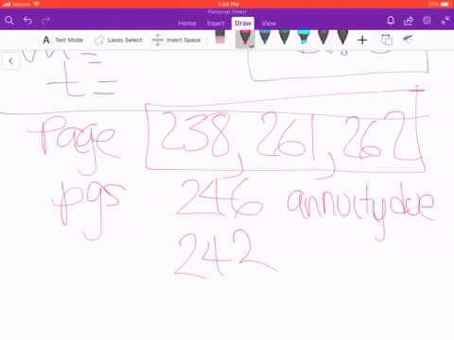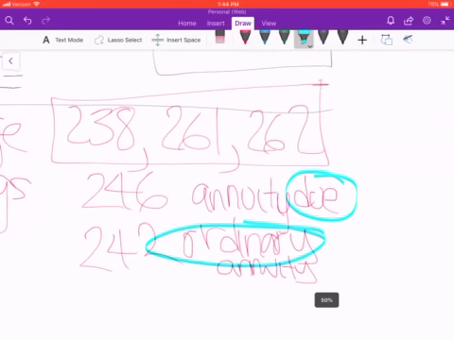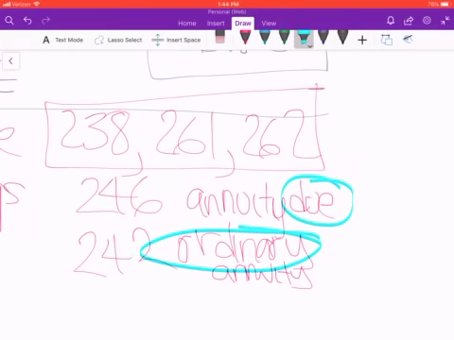242, and that one is to find the value of an ordinary annuity. So make sure you know the difference between ordinary and due. One of them is you make a payment at the end of each period, and the other one at the beginning. So make sure you include that on your formula, and actually this one is the beginning of each period.